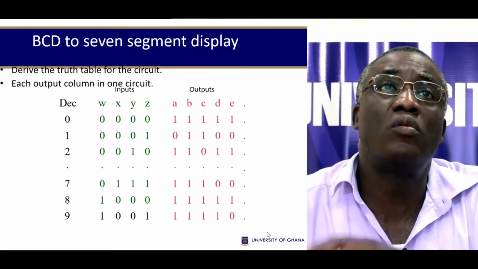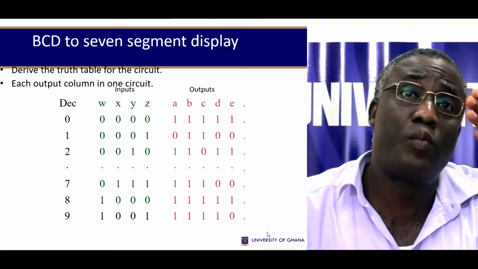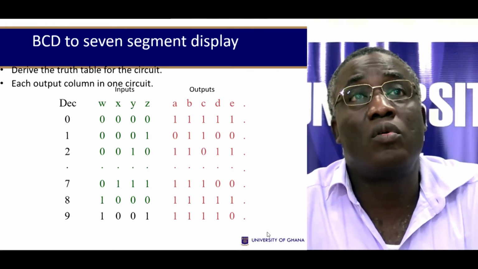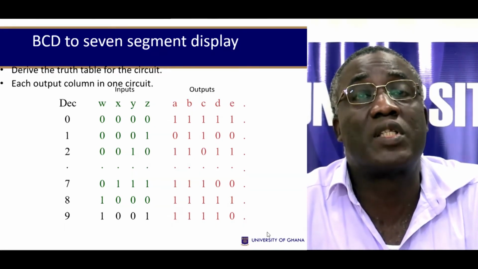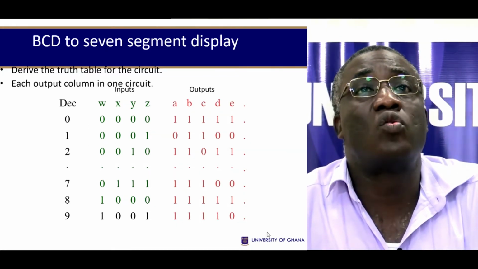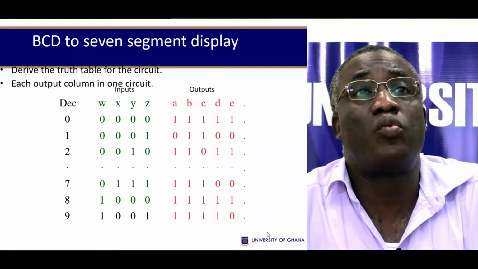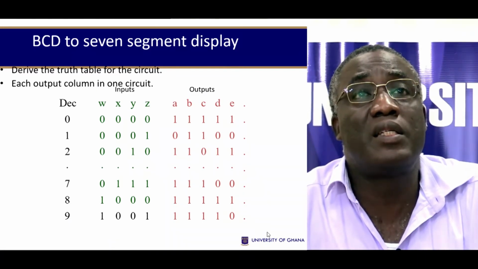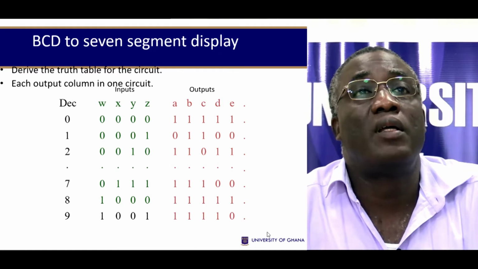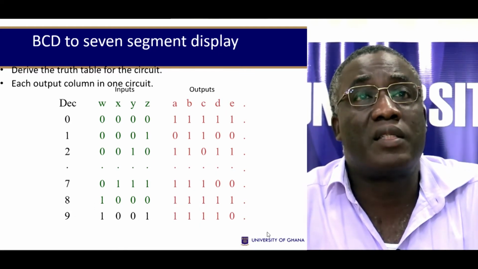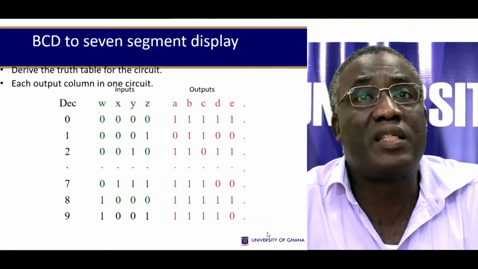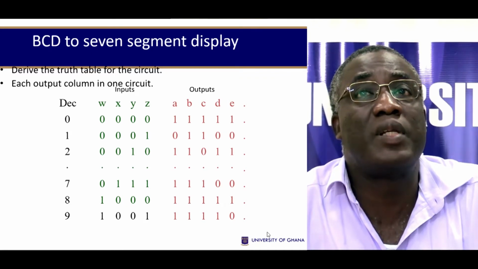You can do a table. This will help with your assignment that you are going to do, because this is part of your assignment. You can do a table. You have your inputs and then the outputs. The outputs are all the 7 segments that you need. So the question then is, for example, if you need the decimal digit 0, the inputs are 0, 0, 0, and 0. What are the outputs? Which segments need to be displayed?